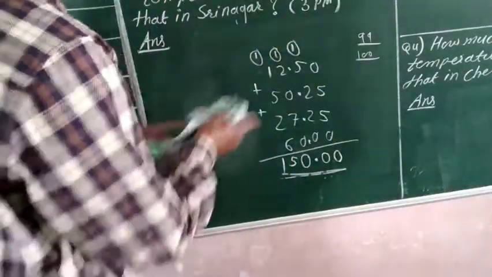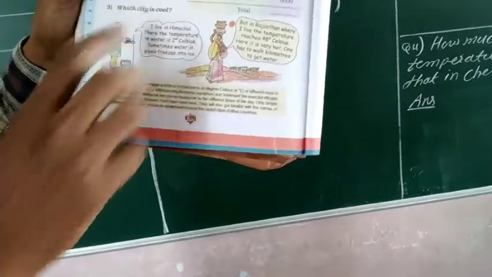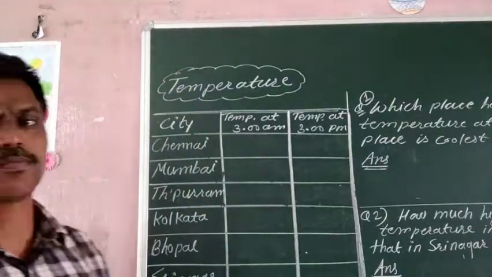Now the next topic is about temperature. It is given on page number 144 only. Which city is cool? So our next topic is about temperature. So what is temperature?